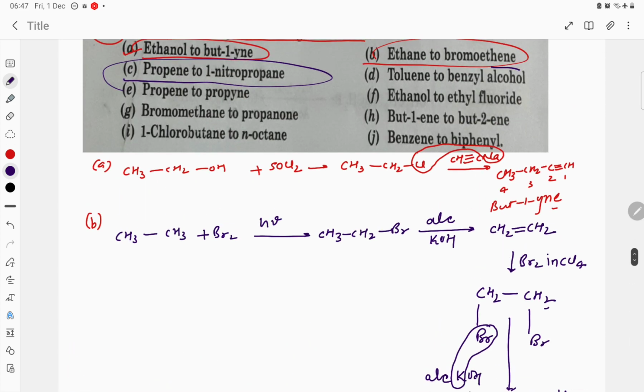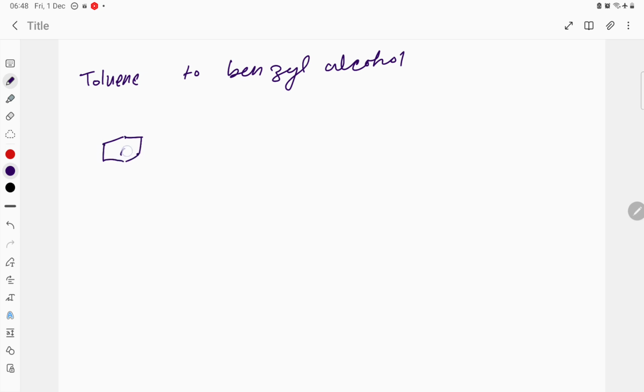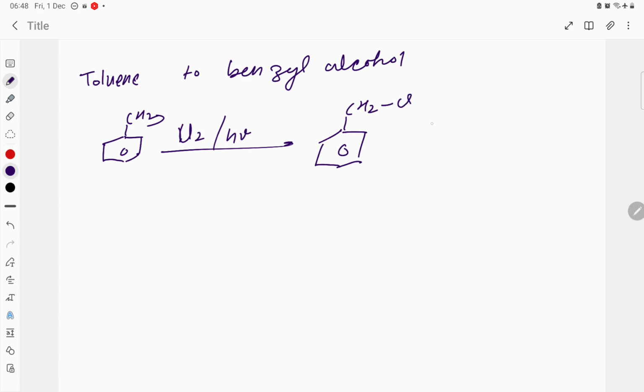Let us see the fourth one, student. Toluene to benzyl alcohol. Very simple, student, benzyl alcohol. This is also very simple. Dear student, this is toluene, C6H5CH3. You need to do Cl2, student, in the presence of light. It will give a free radical substitution reaction.